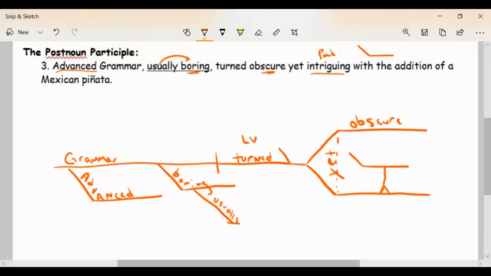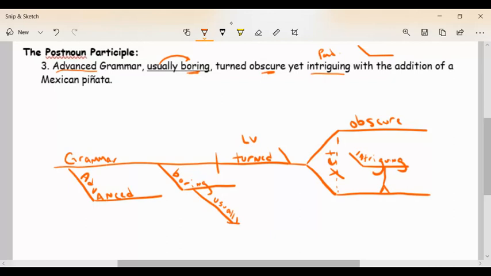We never talked about that, but a participle can be anywhere an adjective wants to be. And some adjectives are predicate adjectives. And that's what we have here, an adjective up on the main line. And so therefore, I'm going to say intriguing, because it comes from the verb to intrigue. It's a participle. And then I have lastly with the addition of a Mexican pinata.